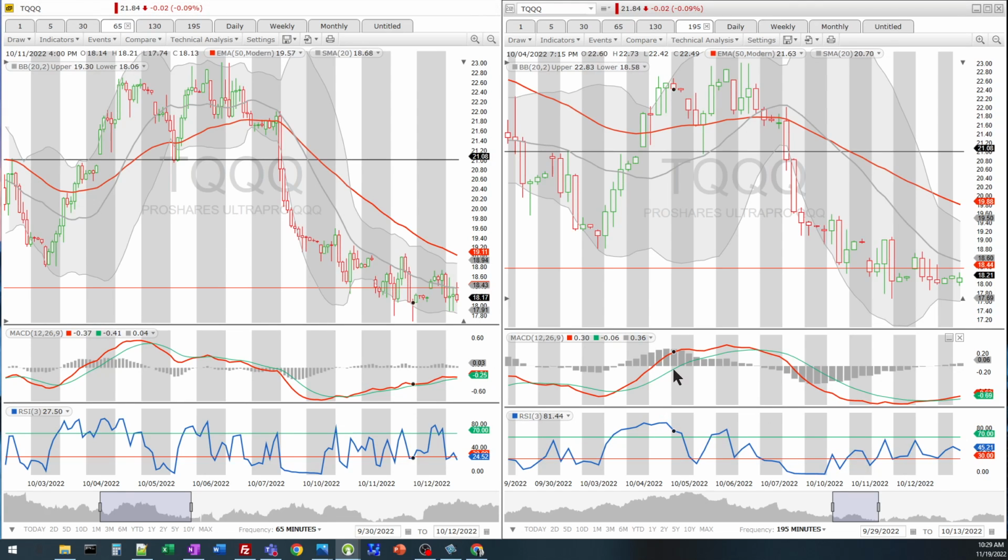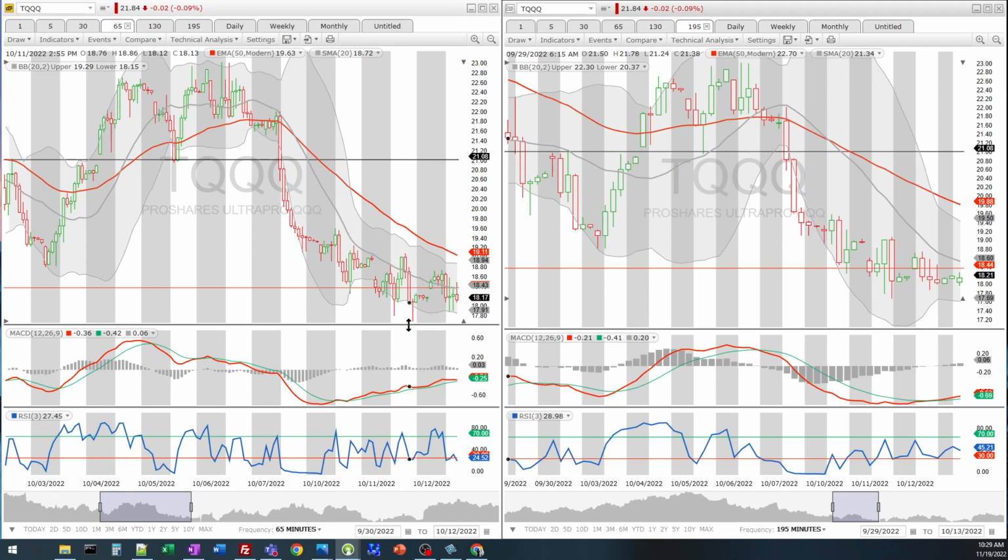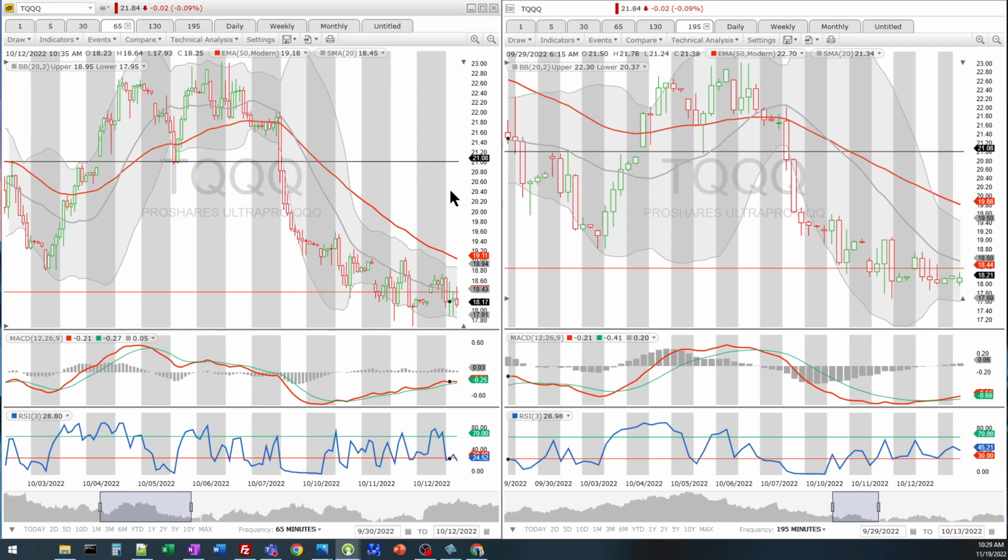The 195 minute is somewhat similar. The MACD seems strong, but look at the RSI, bearish. See that? Bearish. So now you have RSI on the 195 minute bearish, RSI on the 65 minute bearish, and the MACD on the 65 minute bearish. If you want to count these as four indicators, 3 out of 4 is saying bearish. Start thinking about getting out. That is where I'm going with that.